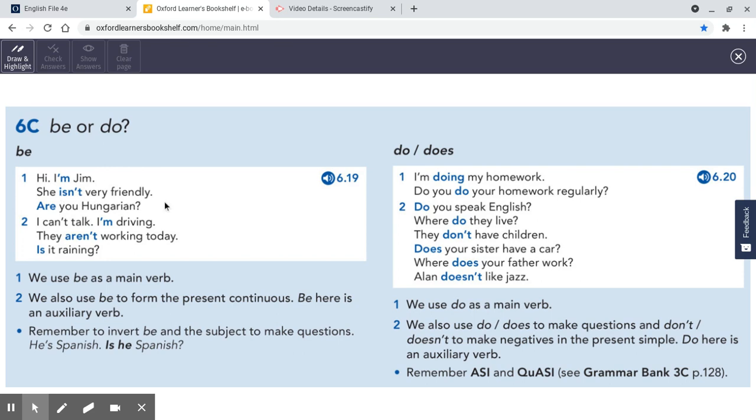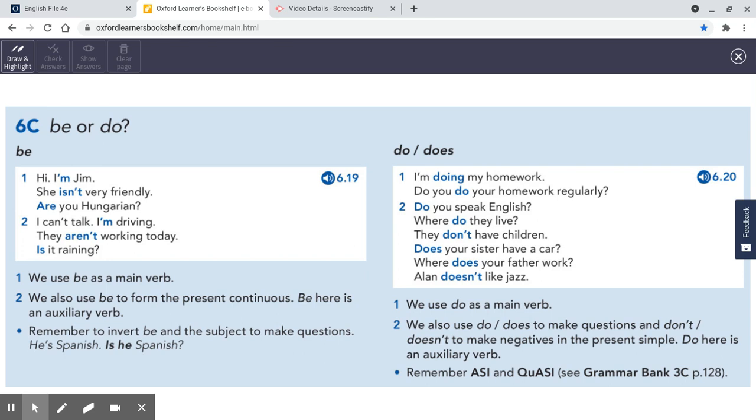And we can use it with adjectives, okay? I am friendly, you are beautiful, and things like that. It is cold outside, things like that. So those adjectives we can use with to be, okay? Are you Hungarian? That's a nationality, okay?